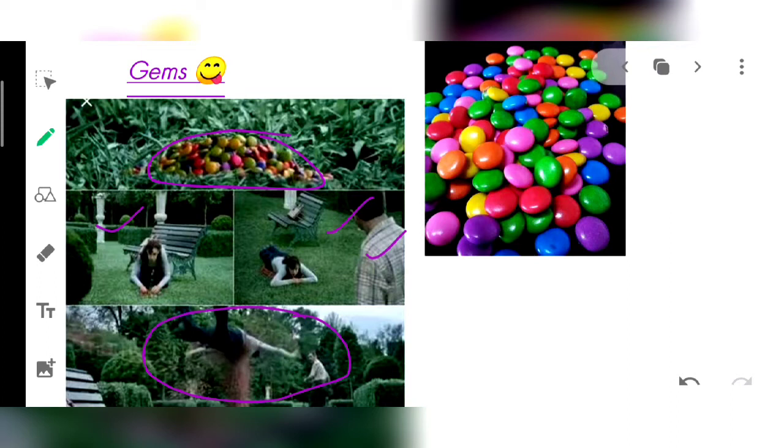Okay. When we consider counting these Gems candies, we are not able to count them because we don't know how many Gems candies there will be. So we can represent that in maths as an infinite set.